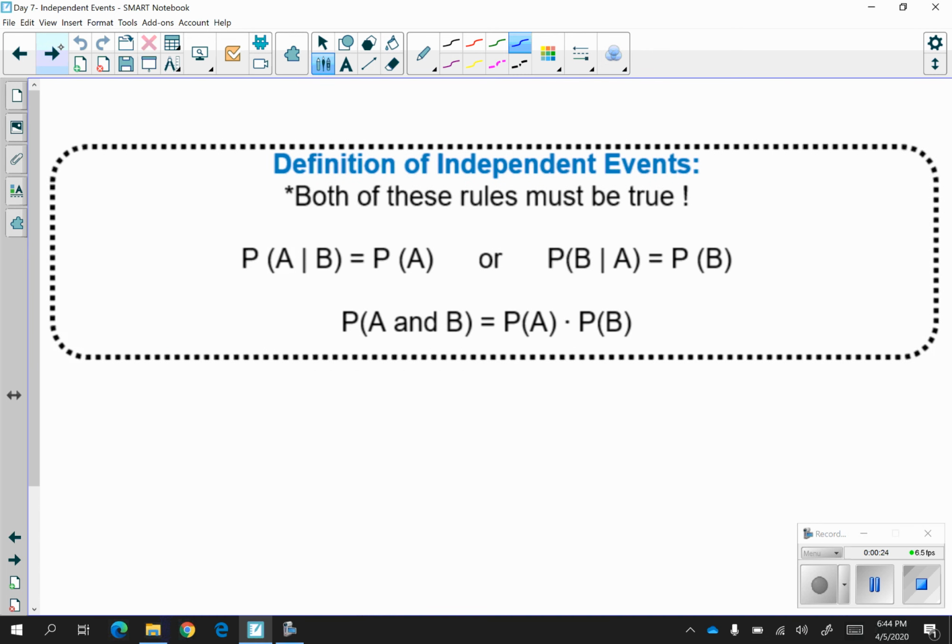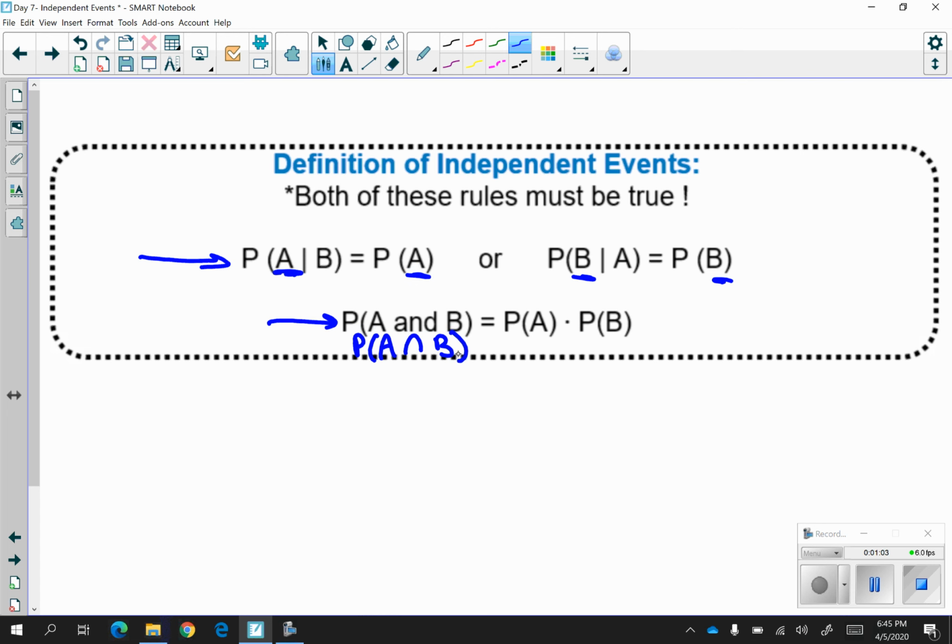From the last video, these were the two formulas that we used. We have the conditional formula, where what comes first has to be by itself. And we have the multiplication formula. You can also see this as the probability of A and B with the symbol for the intersection. So the first one is called the conditional rule. The other one we call the multiplication rule for independence.